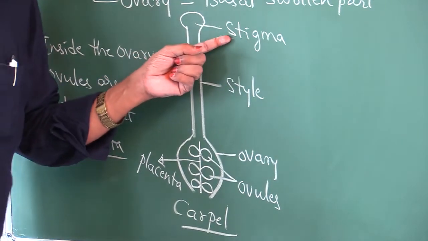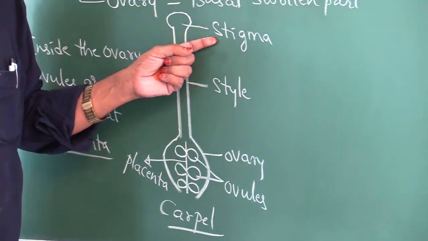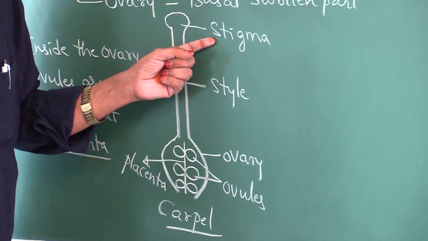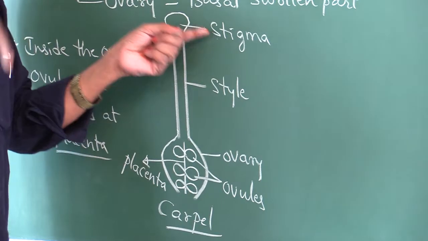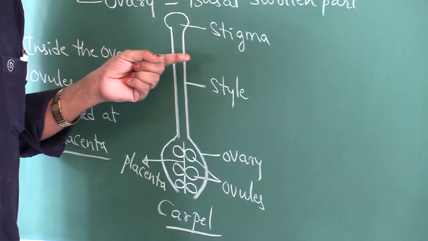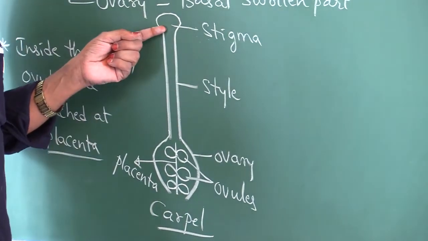What is the function of stigma? It receives the pollen grain. The platform for pollen grains is the stigma. Pollen grains may fall on the stigma. The pollen grain receptive part is the stigma.